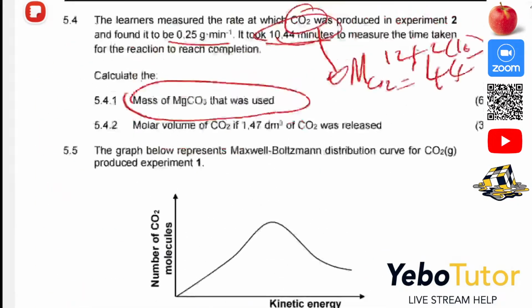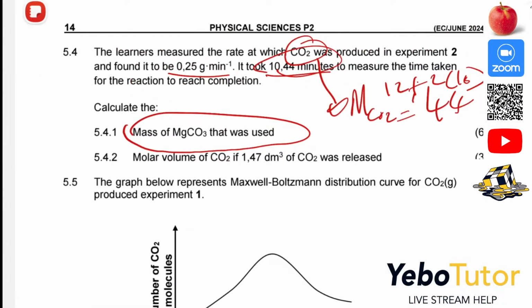Now the following question: calculate the molar volume of CO2 in 1.47 decimeter cubed of CO2, which was released. Guys, this is now boring. The moment they say molar volume, we know that the number of moles is always equal to the volume over the molar volume, Vm.